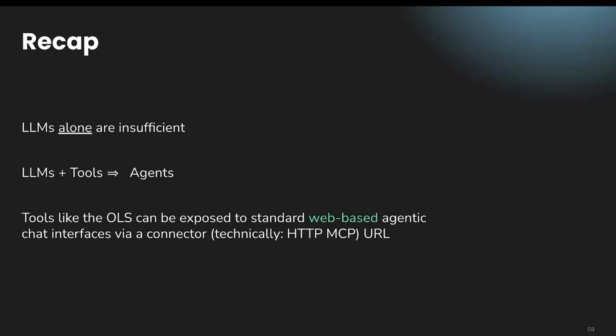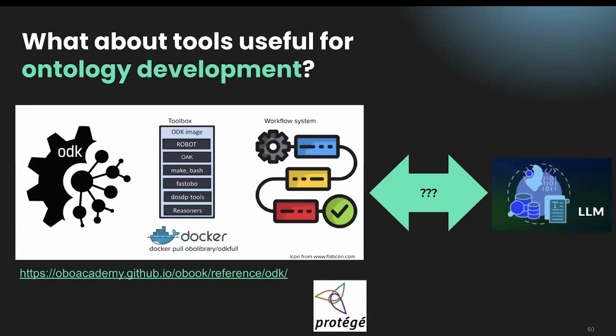All right. So just to recap where we are, LLMs alone are insufficient for many of the tasks that we need to do. But this paradigm of combining LLMs with tools, plus some kind of task loop, essentially gives you agents. Tools like the OLS can be exposed to what we think of now less as chatbots and more as agentic chat interfaces like ChatGPT and Claude, and you can access tools via connectors, and that is specifically MCP services that make use of the HTTP protocol.